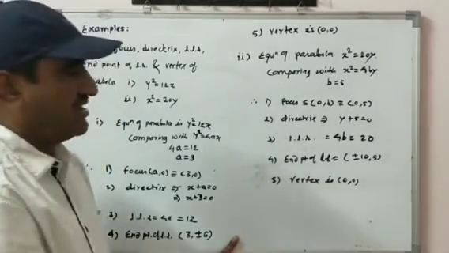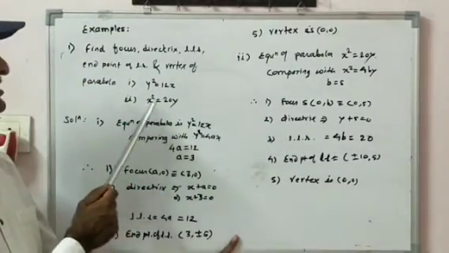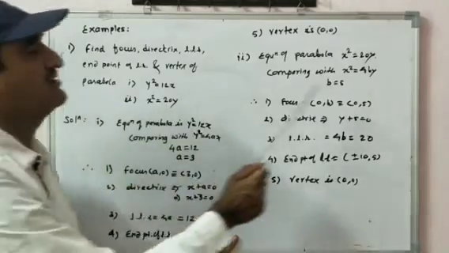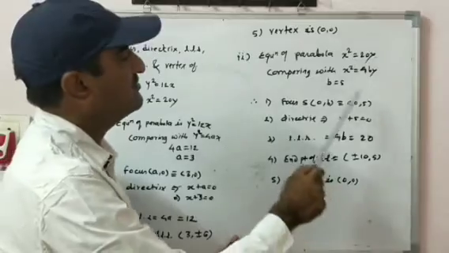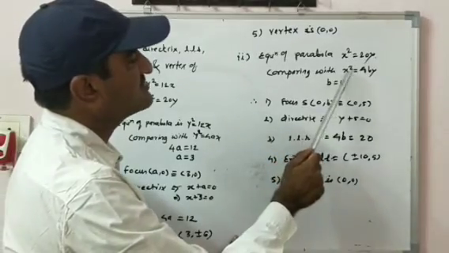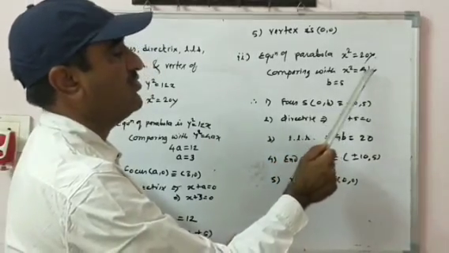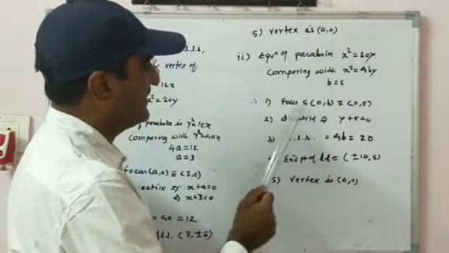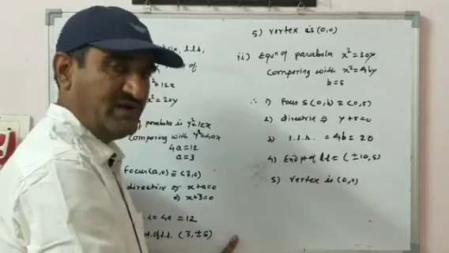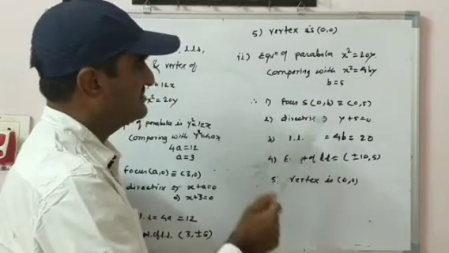Now the second parabola. Which is the second parabola? X square is equal to 20y. Its symmetry is about the y-axis. Therefore, we compare this parabola with x square is equal to 4by. 4b is equal to 20. Therefore, b is equal to 5. We find b is 5. We know the features.